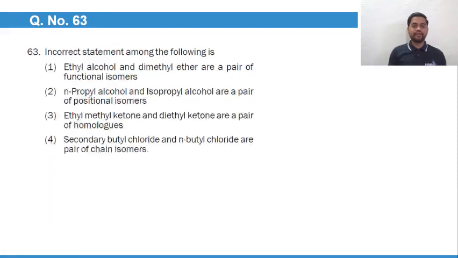Next. Incorrect statement among the following. Ethyl alcohol and dimethyl ether are a pair of functional isomers. True. N-propyl and isopropyl alcohol are a pair of positional isomers. True. Ethyl methyl ketone and diethyl ketone are a pair of homologues. True. Secondary butyl chloride and N-butyl chloride are a pair of chain isomers. False. These are position isomers, and hence option number 4 will be the right answer.